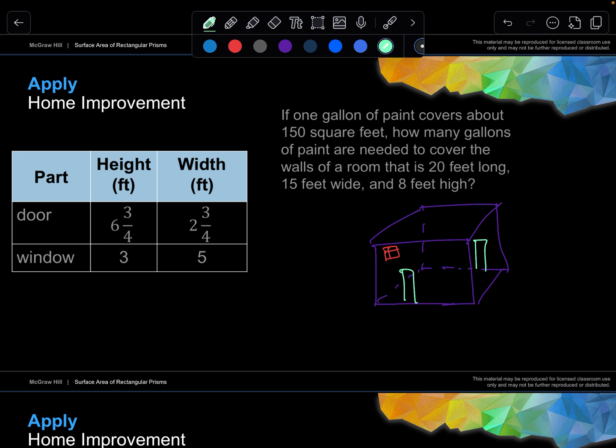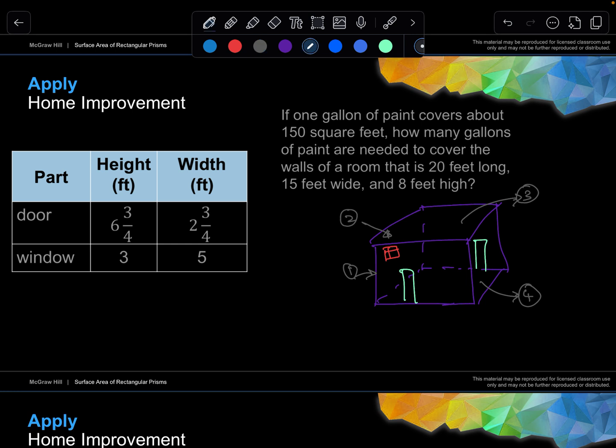Let me label the sides that are going to need the paint. Again, the front side, right? This side, on my left, I'm just going to call side 2. This back side, okay, side 3. And then this face, right? That's side 4.